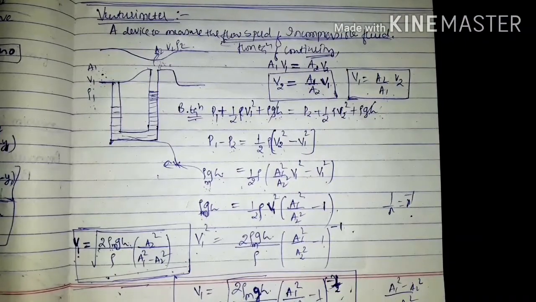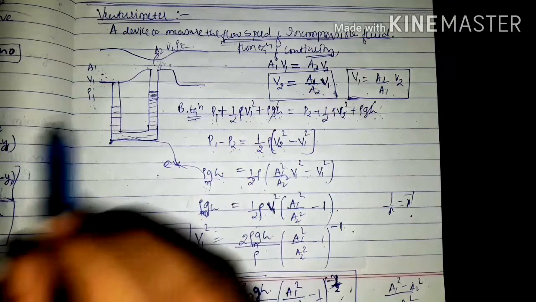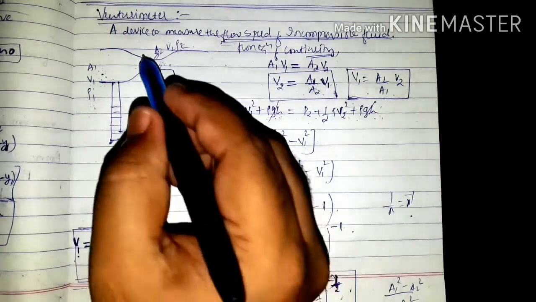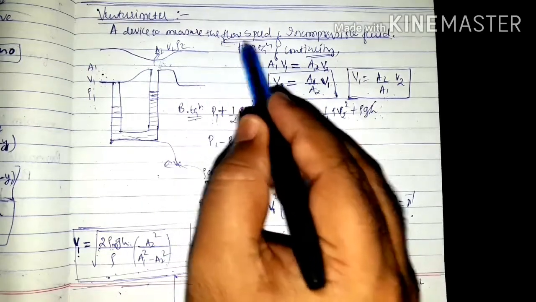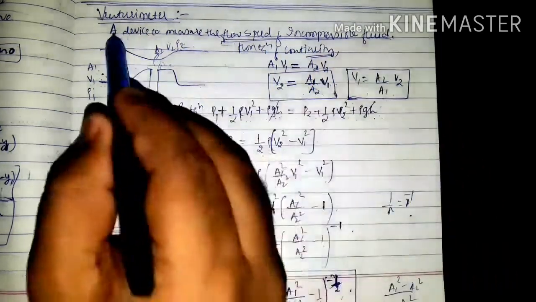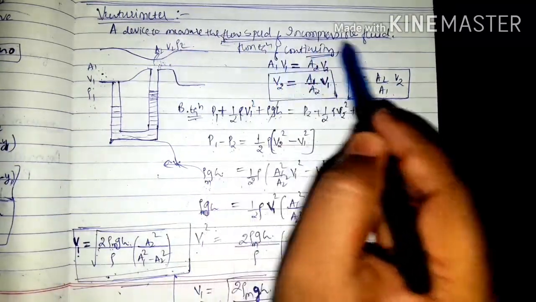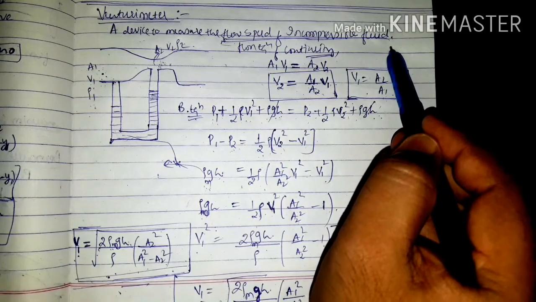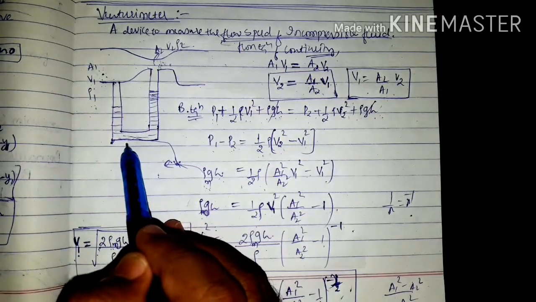Okay, so we will learn Venturimeter. What is a Venturimeter? It is a device used to measure the flow speed of incompressible fluid. That's the definition. So it measures what? It measures the flow speed of incompressible fluid. Okay, so this is the schematic diagram of this Venturimeter.